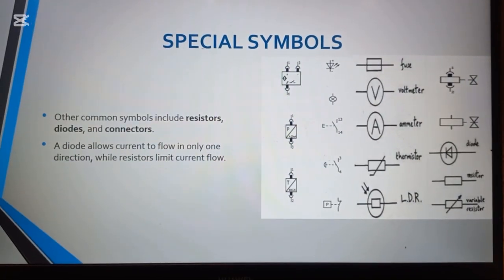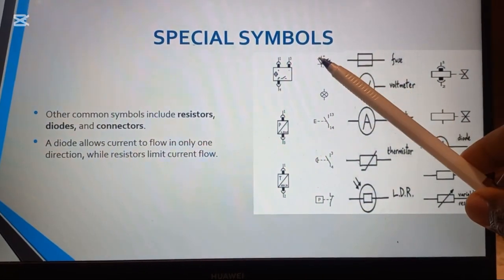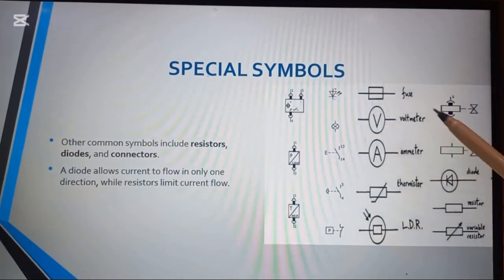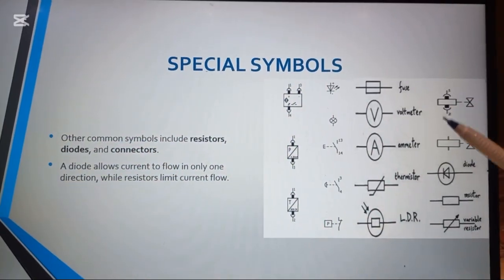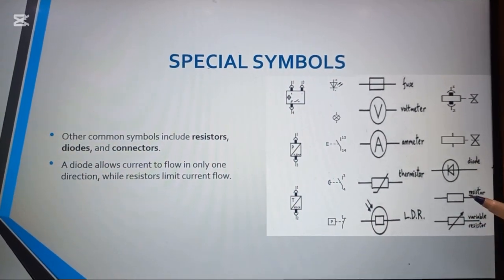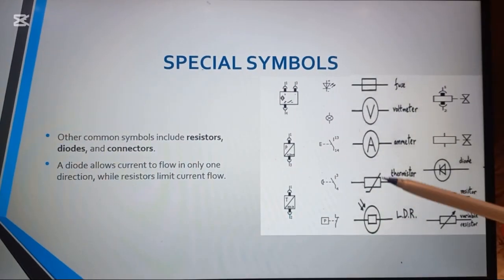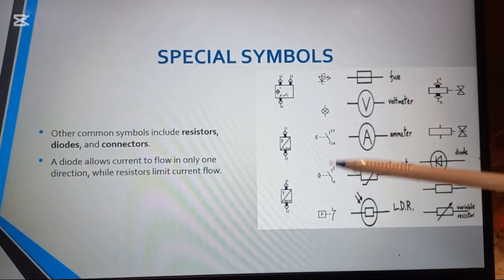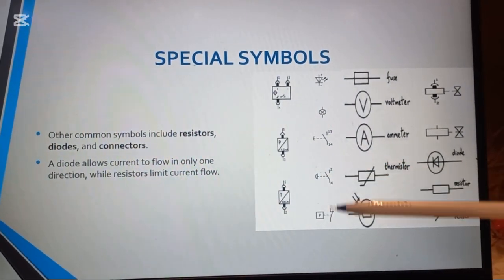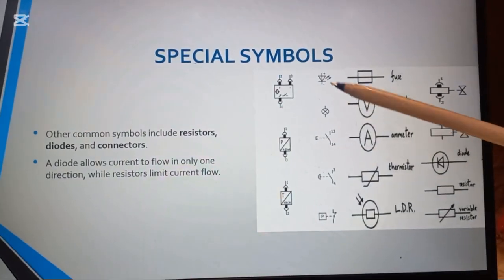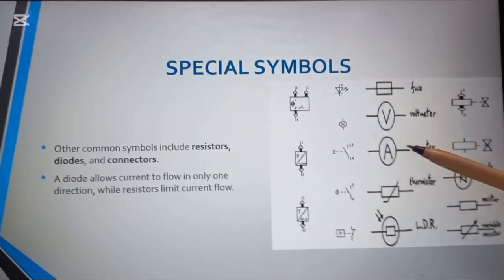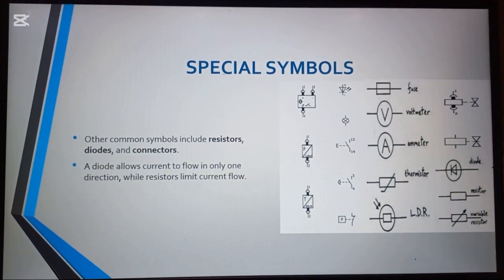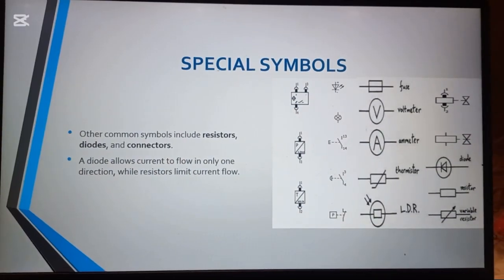Then we have special symbols. We have very many symbols. As you go on and get in practice, you will discover more symbols. For example, here we have the solenoid, a diode, a resistor, a variable resistor, a thermistor, an ammeter, a push button, a pressure switch, very many. As we continue with our lessons, our training, we will get to discover more of them.